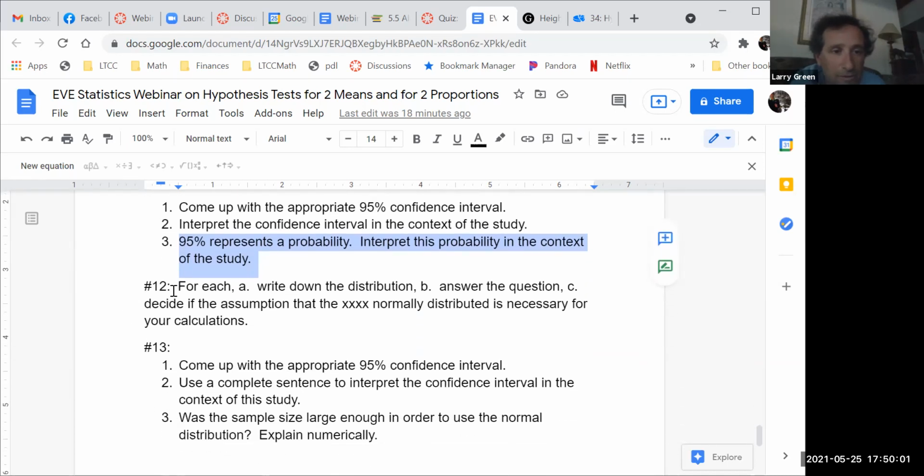Number 12 is for each: A, write down the distribution. B, answer the question. C, decide if the assumption that the blank is normally distributed is necessary for your calculations. So I want to ask you, how many different things are you going to have to do per part on number 12? I'll tell you there's 2 parts on number 12. There's a 1 and a 2. How many different things are you going to have to do for number 1? How many different things are you going to have to do for number 2?